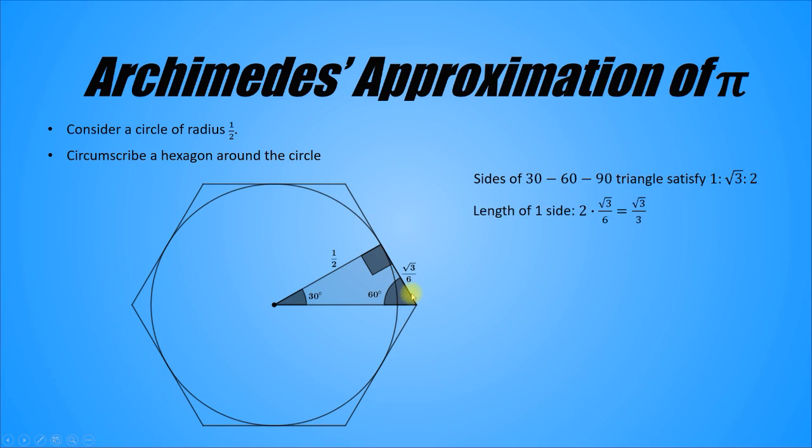So this is half the length of one side of the hexagon. So the full length is 2 times that, or square root 3 over 3. And once I know the length of one side of the hexagon, I can get the perimeter by multiplying by 6. So the perimeter of the circumscribed hexagon is 2 times the square root of 3.